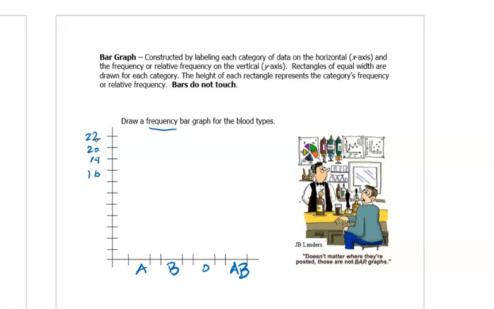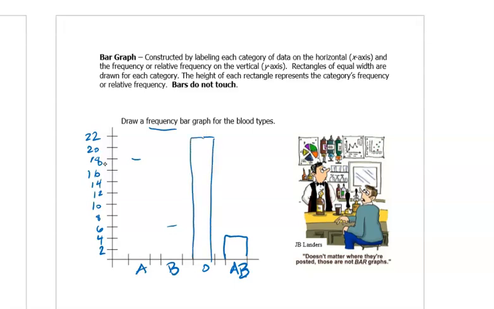And this should do a pretty good job of filling up our whole bar graph and also capturing all of the values that we wanted. So the A's, if you remember, went up to 18. And then the B's were 6, which looks like about there. The O's were the 22. And then the AB's were 4. And then we would come in here and fill in these bars. It doesn't have to look perfect.